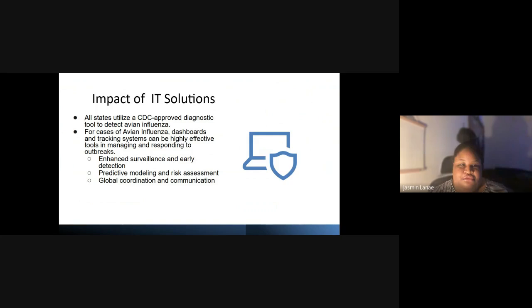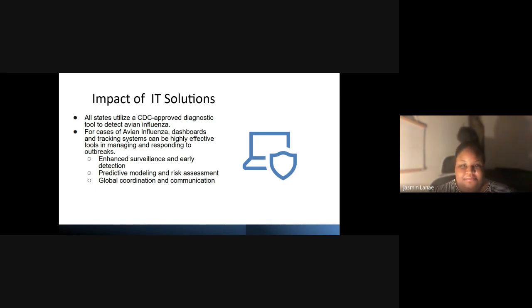So all states use a CDC-approved diagnostic tool to detect avian influenza, ensuring accurate and consistent identification of cases. Effective management and response to the outbreaks are supported by dashboards and tracking systems, which do provide real-time data for decision-making. Enhanced surveillance and early detection help contain outbreaks quickly, while predictive modeling and risk assessment enable proactive measures. Additionally, global coordination and communication are crucial for sharing information and ensuring a unified response to avian influenza threats.